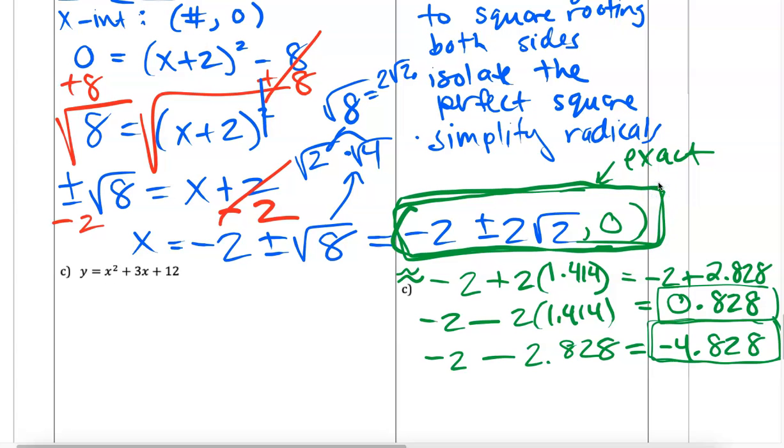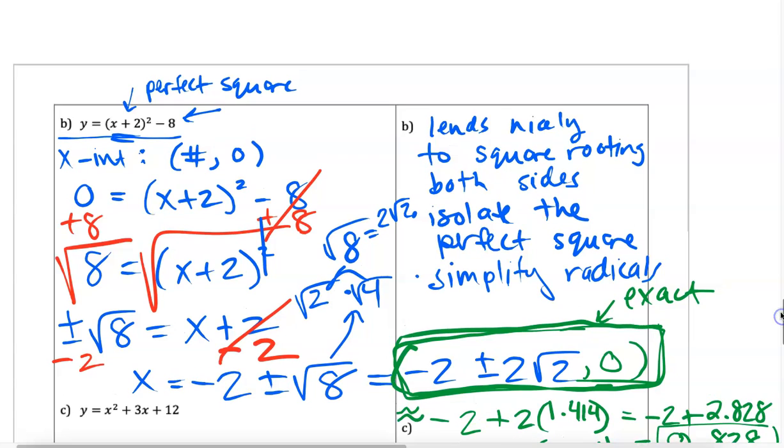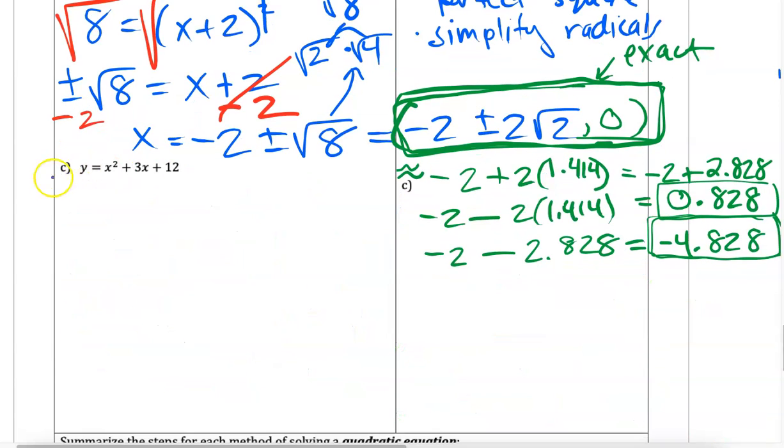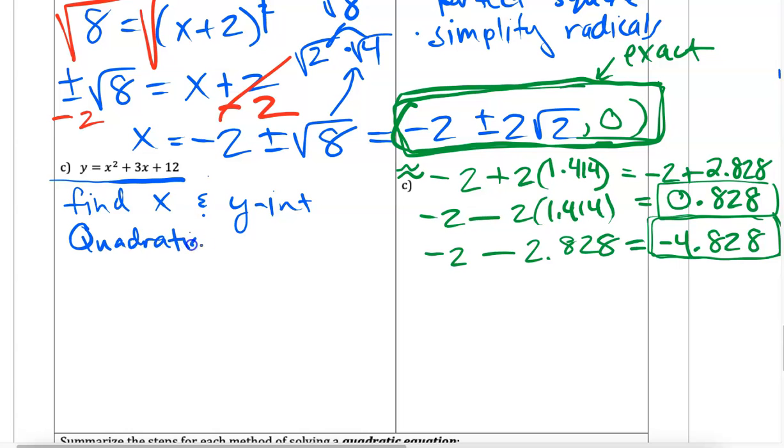Now, I'd like you guys to go ahead and find the y-intercept for this one. So we still need to find that. I want you to find the y-intercept and check with Desmos. And then for this last one, I want you to find both x and y-intercepts. I want you to use the quadratic formula for this one just to practice. And then I want you to check with Desmos.